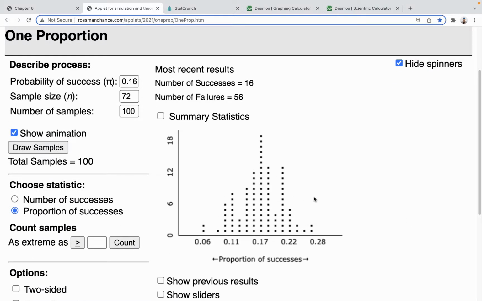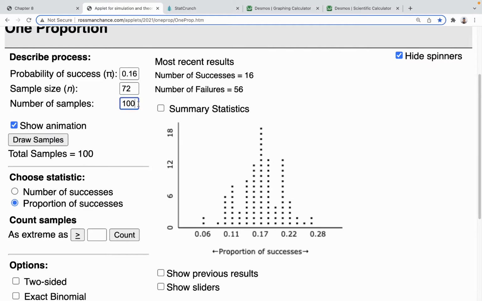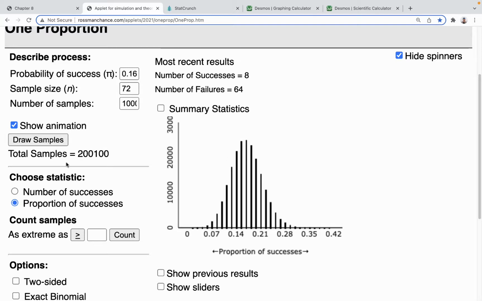So that doesn't really look like a bell curve. The thing with the sampling distribution is we would need to see every possible sample, or we would need to simulate it lots of times. I'll set it to 100,000. I clicked it a couple times, so we're over 200,000 samples. That looks like a bell curve.